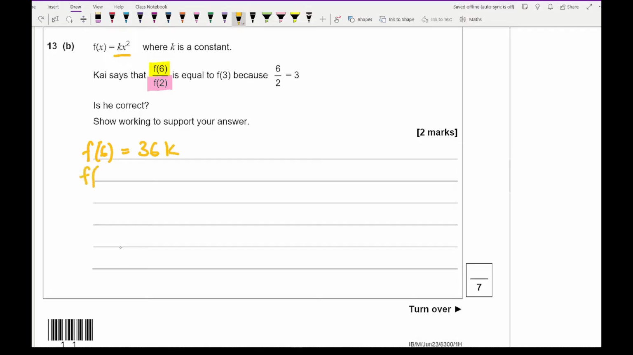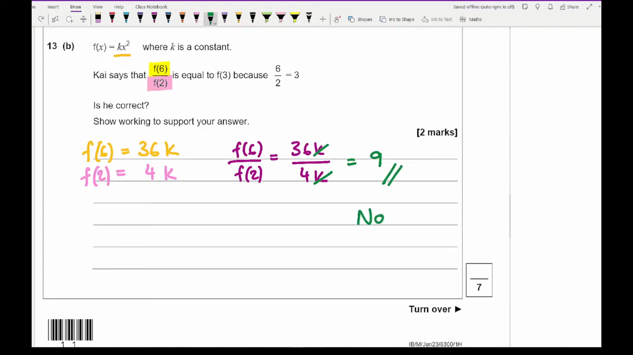Then doing the same for f of 2, let's just do that in a different colour. So f of 2 is going to be 2 squared, which is 4k. So then working out f of 6 over f of 2, using these values I get 36k over 4k, and then simplifying this expression, the k's cancel, 36 divided by 4 is 9. So is he correct? The answer is no.